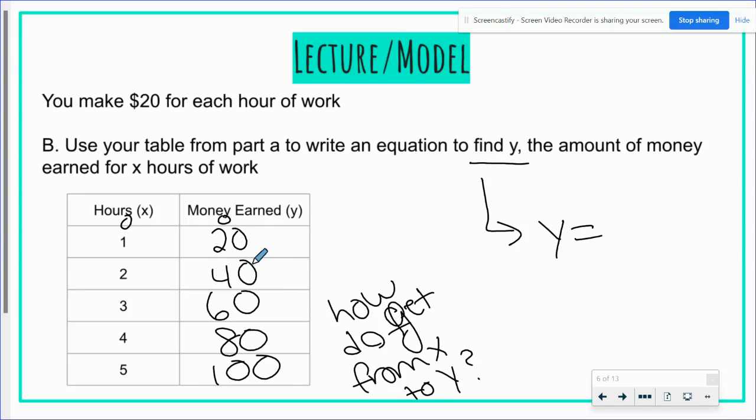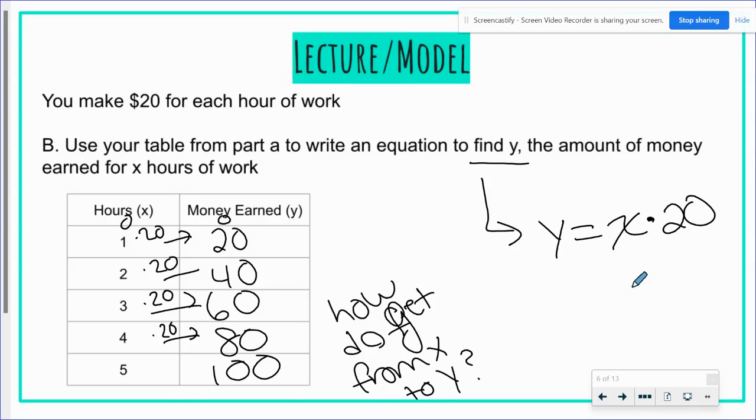And if I look here, I know that 1 times 20 is 20, 2 times 20 is 40, 3 times 20 is 60, and so on. I am seeing a pattern that I multiply my X times 20. So my equation would be y equals X times 20, or the formal way would be y equals 20x.